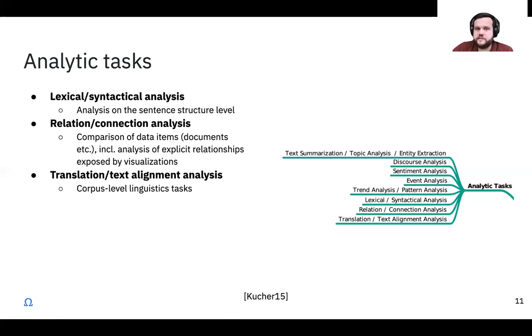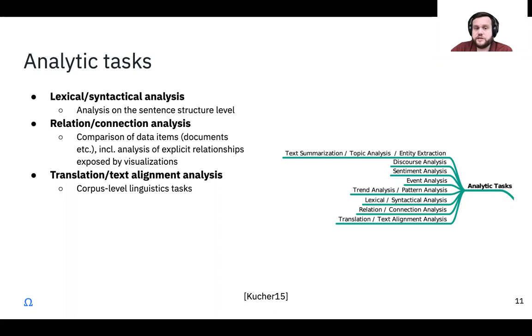This is analysis on the sentence structure level. So this is more like linguistics tasks. Then we have relation and connection analysis. So we compare data items, especially documents, including analysis of explicit relationships exposed by visualizations. So this is done generally on the corpus level if we want to compare and contrast documents. Maybe for plagiarism detection, that's one example of a domain where you need relation and connection analysis.